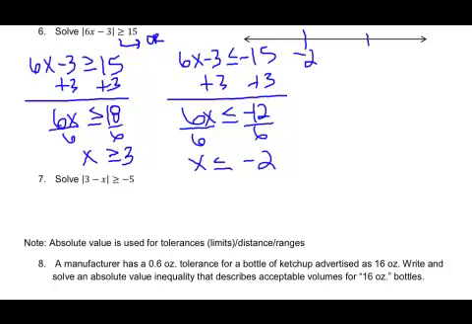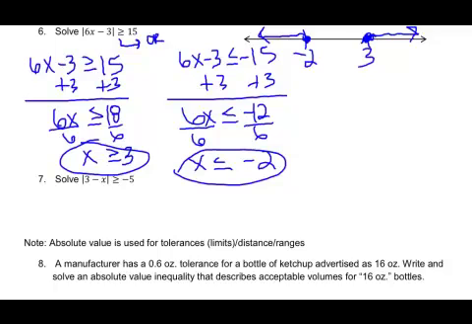Again, graphing on the number line, closed circles, and we are going left with negative 2. We're going right with 3. So again, this is an or inequality. They're going in opposite directions. Again, one or the other solution needs to work, so this is correct. So x is greater than or equal to 3, and x is less than or equal to -2 are our two solutions.